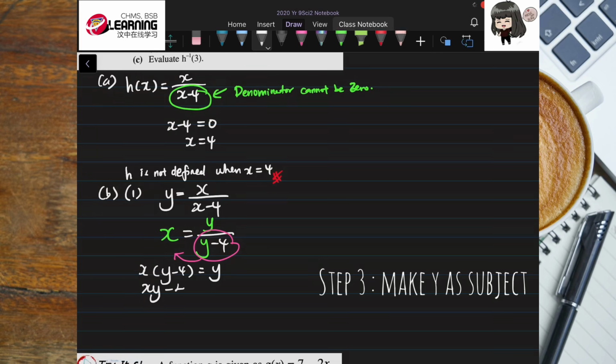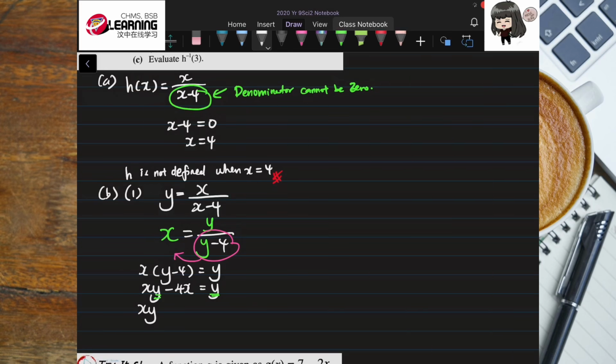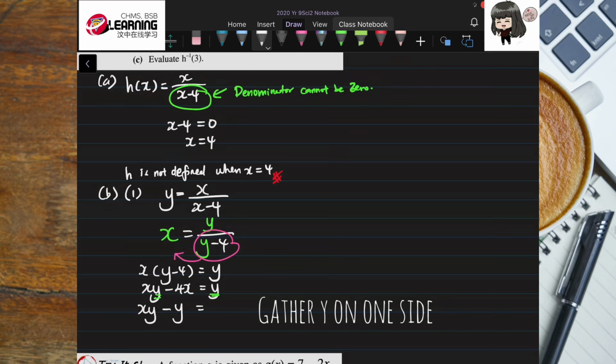So xy minus 4x equals y. Okay, how are you going to make y the subject when you have y on the left side and y on the right side? You see you have y here and another y here. What you do is you move the y's together. So the y on the right side moves to the left side and becomes minus y, and negative 4x becomes plus 4x. You move the y's together at one side.